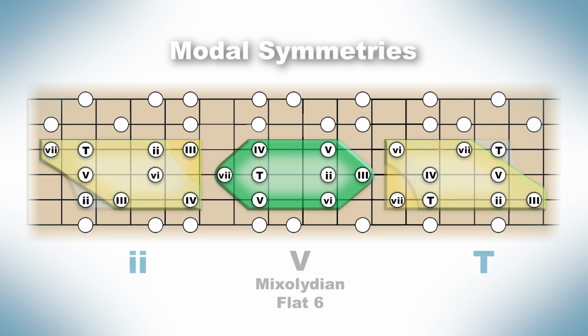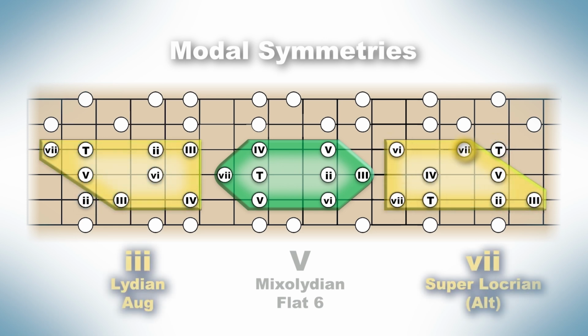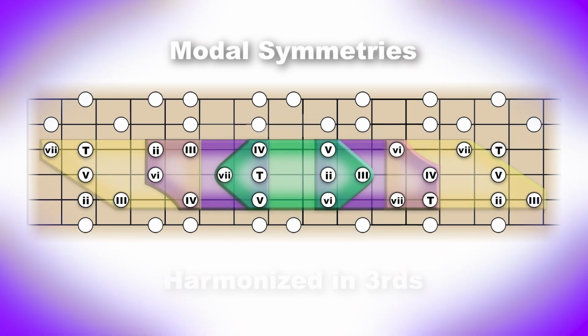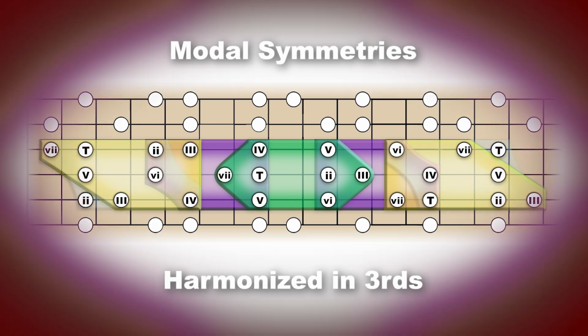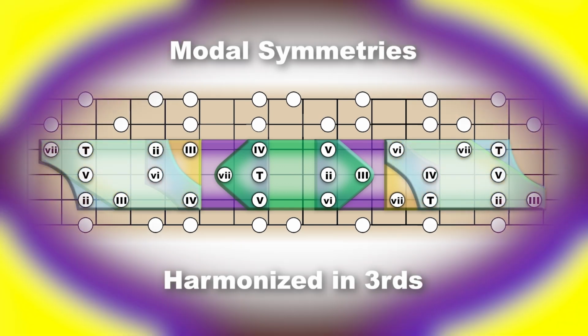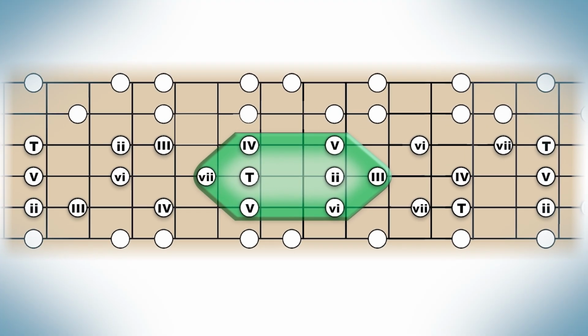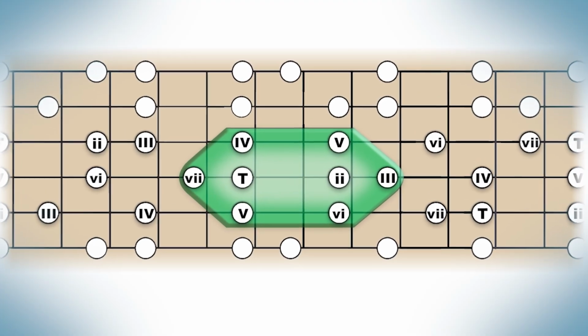The 2-5-1 group, the 3-5-7 group, and the 4-5-6 group. These modes present us with many melodic and harmonic possibilities. At the center of it all is the 5th mode.